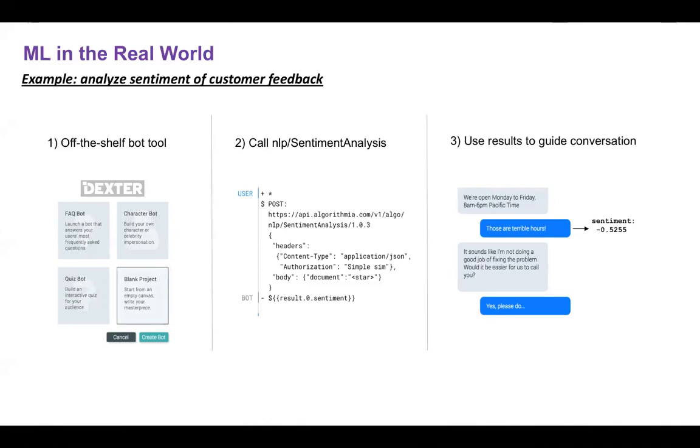Instead of just spitting back a standardized response based on, say, what keywords are in there, it can now say, oh, hey, it looks like I'm not doing a good job. Maybe I should get you over to a human. Maybe I should have somebody call you because they could do a better job. So now that script is able to take advantage of whatever machine learning capabilities you've implemented up on your server.